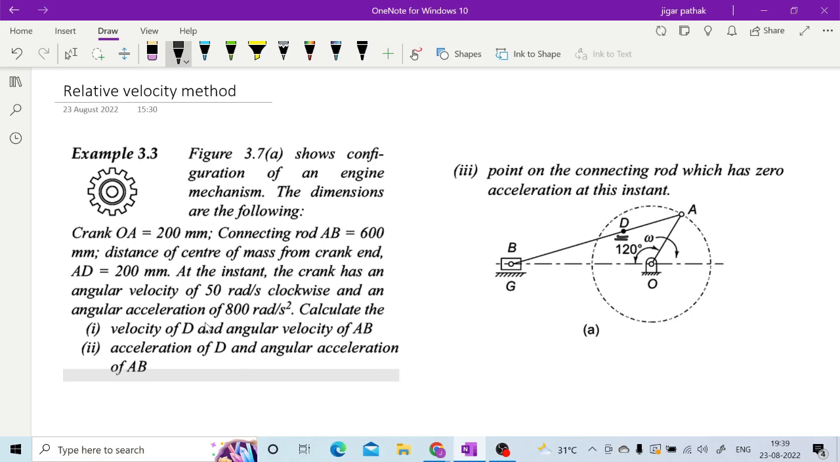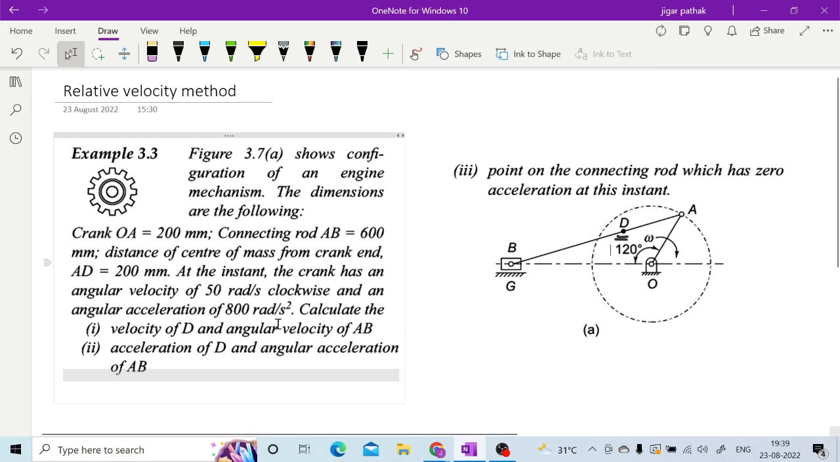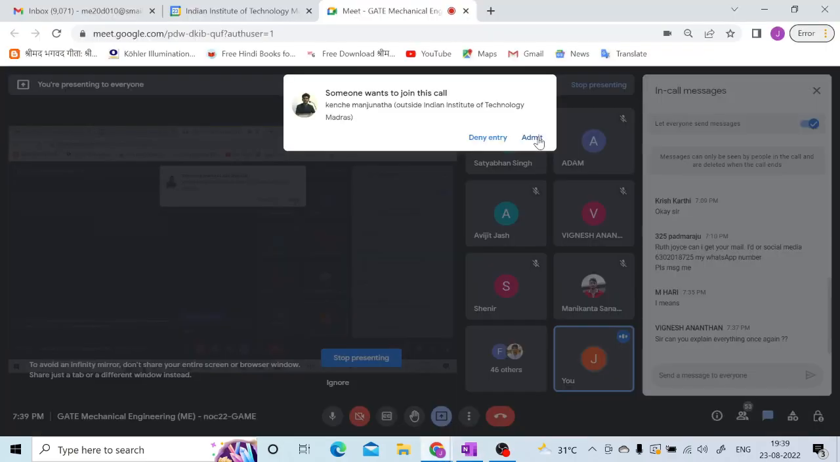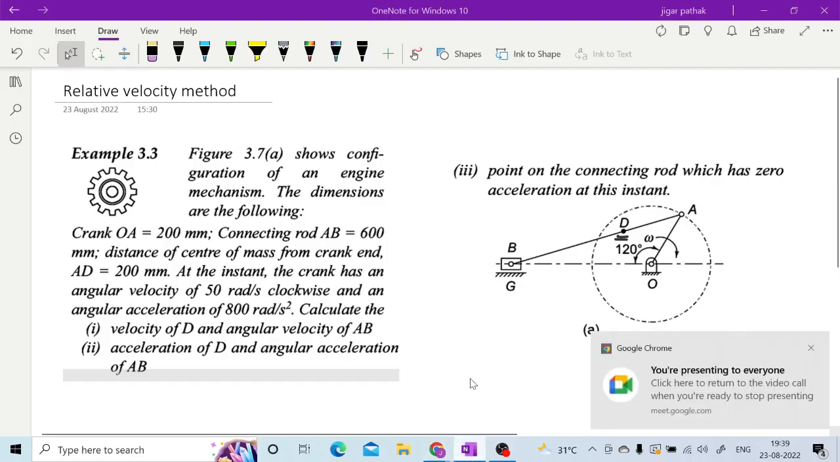Then at the instant the crank has an angular velocity of 50 radian per second clockwise and an angular acceleration of 800 radian per second square. Now calculate the velocity of D and angular velocity of AB, the acceleration of D and angular acceleration of AB, and the point on the connecting rod which has zero acceleration at that instant. Whenever we solve this kind of question, we have to draw the velocity diagram and acceleration diagram. So we will first draw the velocity diagram for this, right?